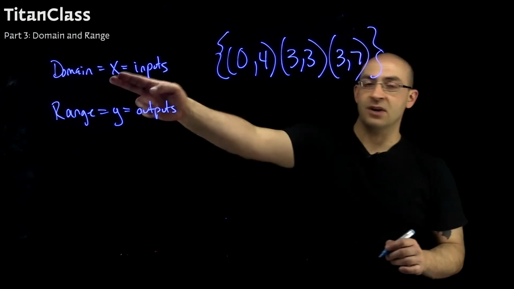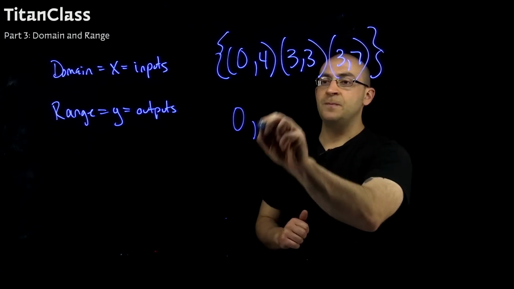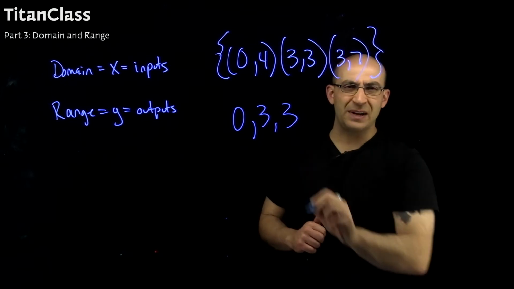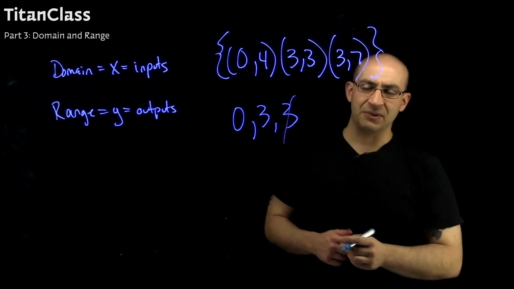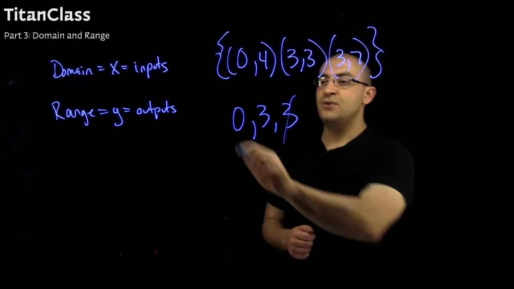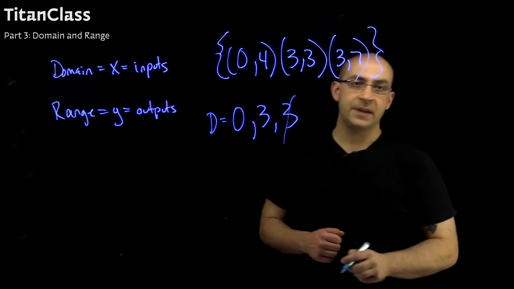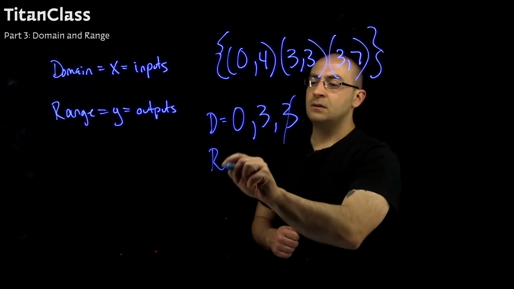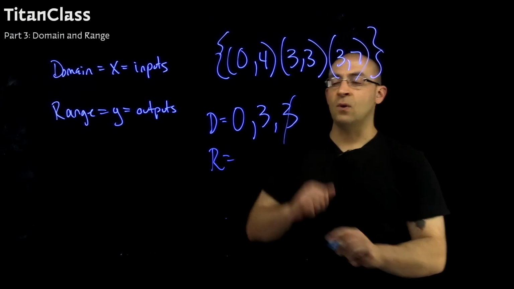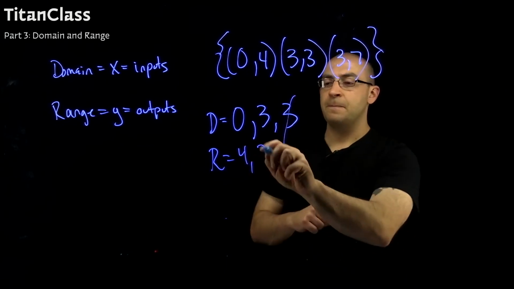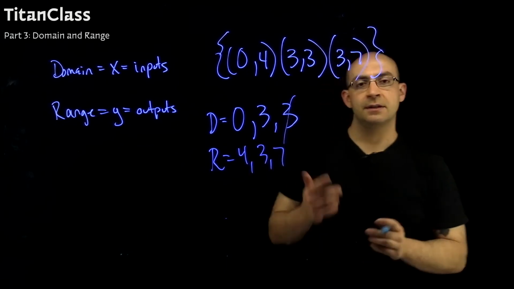Remember, domain values are x. So we've got a 0, a 3, and another 3. But again, we don't have to write that second 3 because we don't like to write duplicates. These are my domain values. My range values, though, are the y values. 4, 3, and 7. So there you have it.